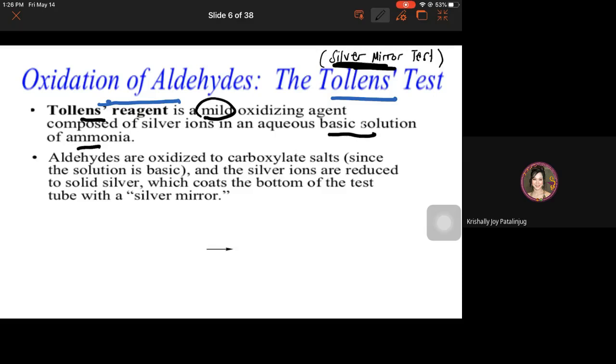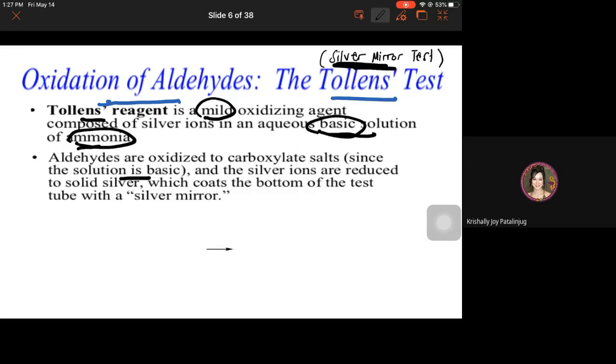Salt of carboxylic acid. Why a salt? Because we are using a basic solution of the oxidizing agent. So again, in the reaction, the aldehyde is oxidized to produce its carboxylate salt, because the solution is basic. What makes the solution basic in Tollens reagent? Ammonia. Ammonia is basic.